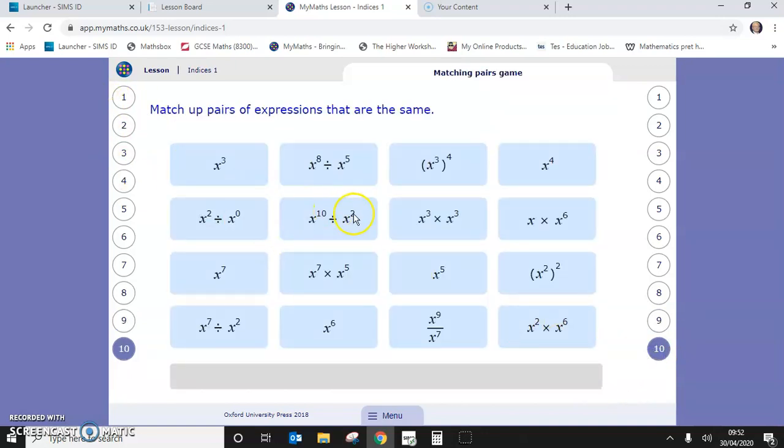The last part, matching up. If you want to try and match these up, pause the video and then start it up again when you've had a go.